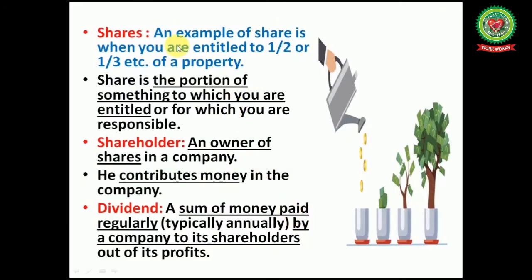Next is shares. So an example of share is when you are entitled to half or 1/3 of the property. So share is a portion of something to which you are entitled or for which you are responsible. That is called as shares. So next is shareholder. So an owner of the shares is called a shareholder. He contributes money in the company. Next is dividend. So a sum of money paid regularly, typically annually, by a company to its shareholders out of the profits is called a dividend.